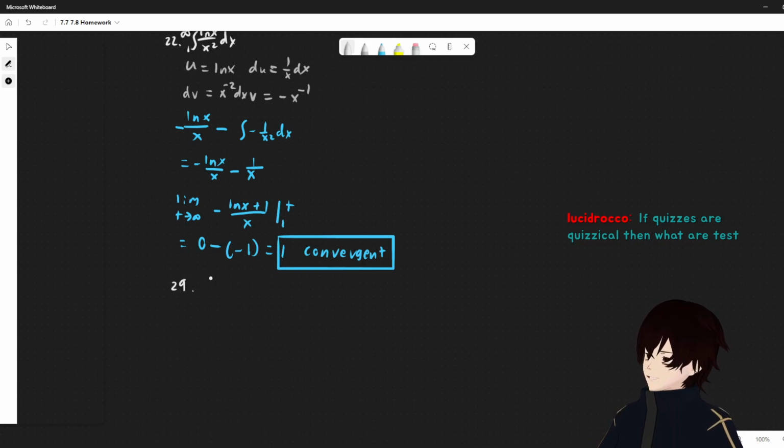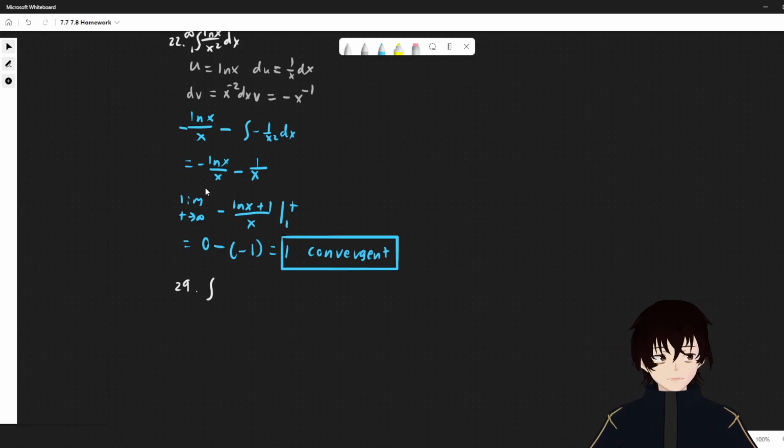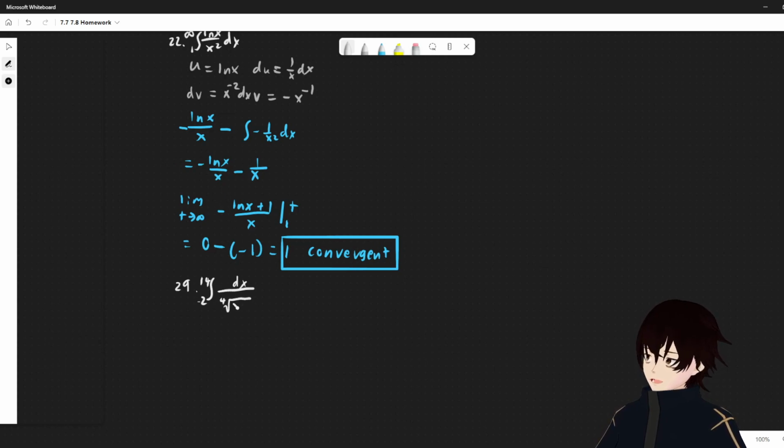29. Wants the integral from... Ooh, this is a harder one. From negative 2 to 14 of dx over the fourth root of x plus 2.